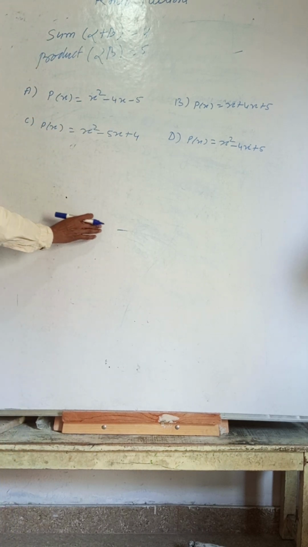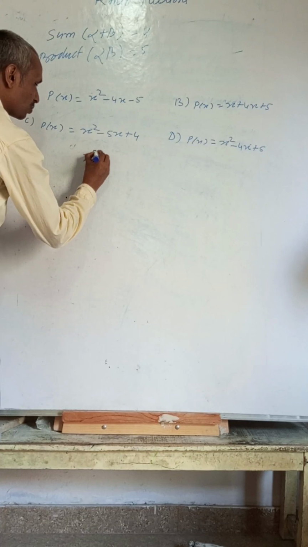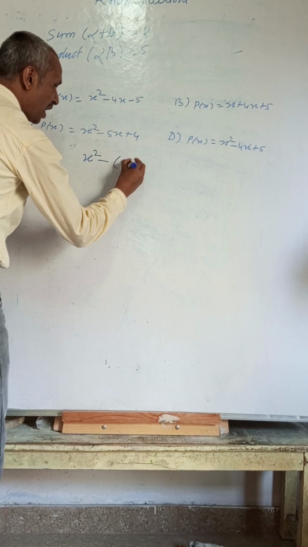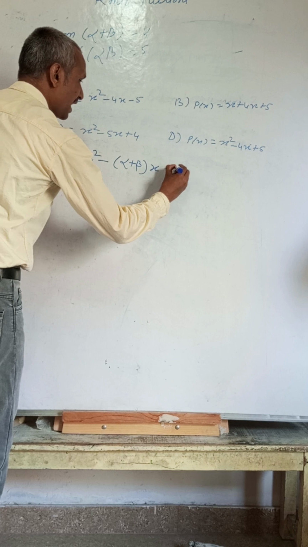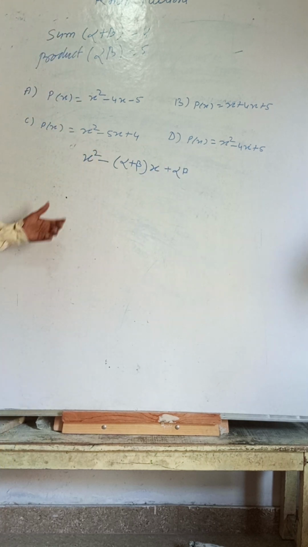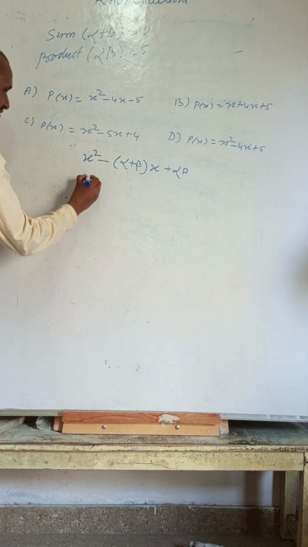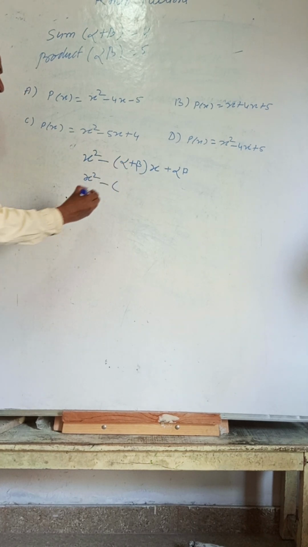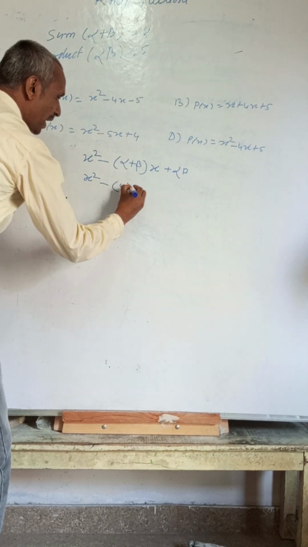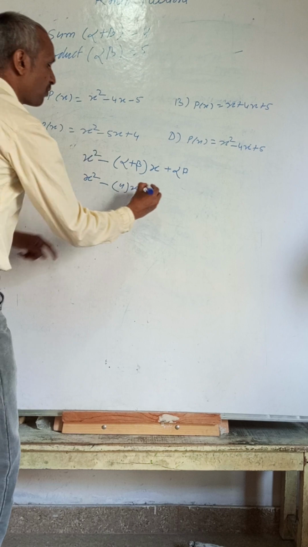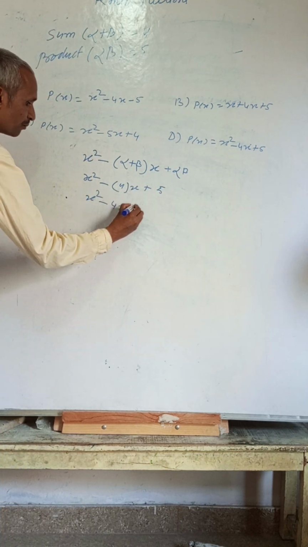So how can we form it? If it is asked in a 1 mark or 2 marks question, then it can be written like this: x square minus (alpha plus beta) x plus alpha beta. This is the quadratic equation to form when the zeros of a polynomial are given. So x square, x is the variable, minus alpha plus beta, which is given as 4, into x, plus alpha beta, which is given as 5. Now we know that it is x square minus 4x plus 5.